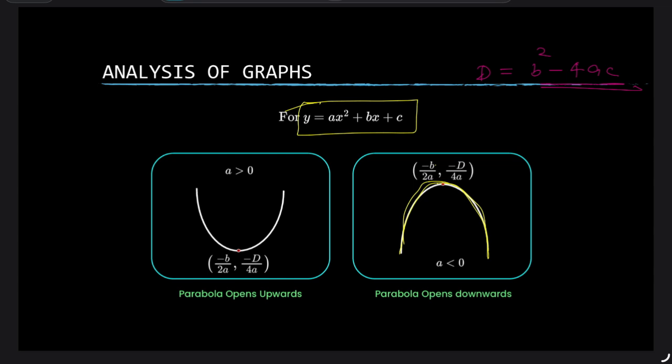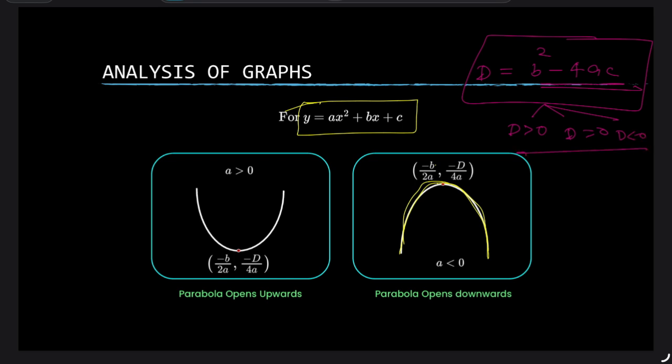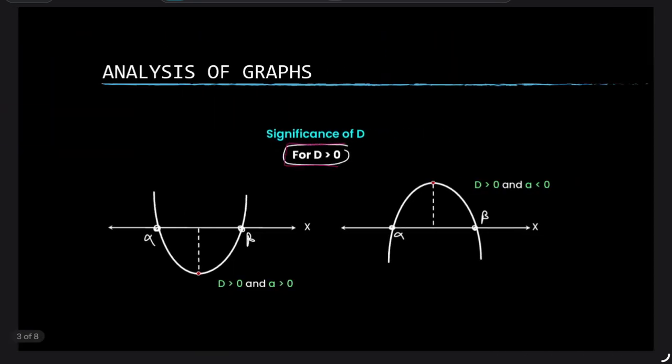Now d is b square minus 4ac, and we know that d can be greater than 0, equal to 0, or less than 0. One by one we will discuss all three cases. Case number 1, when d is greater than 0. Whenever d is greater than 0, again we have two conditions. Condition 1: d greater than 0 and a greater than 0. The second condition: d greater than 0 and a less than 0.